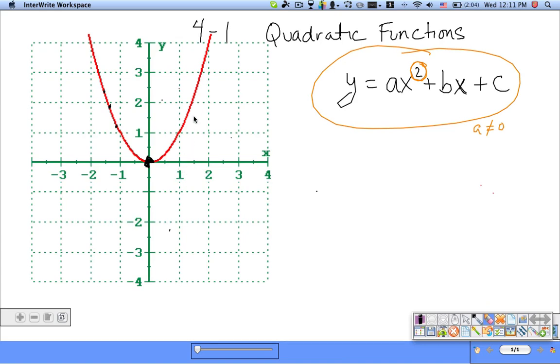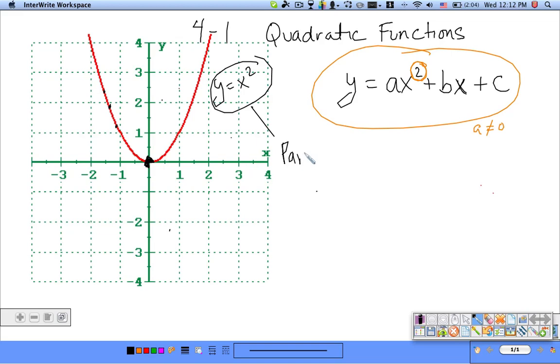This function right here in red, this parabola, this is y equals x squared. So y equals x squared. And this is your parent function. Remember parent functions from linear functions, y equals x. Remember parent functions for absolute value functions, stuff like that. This is the parent. Everything else are like the kids, right?